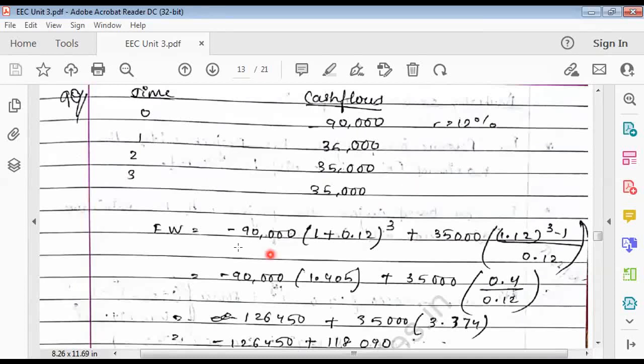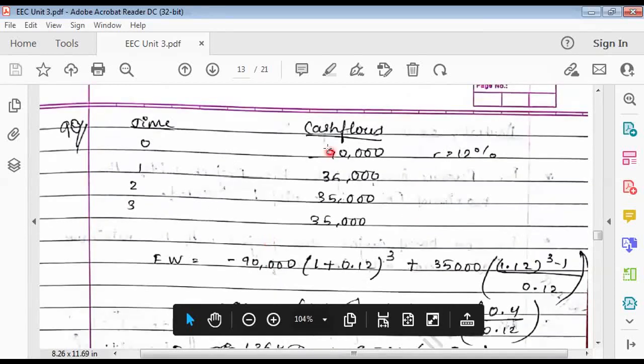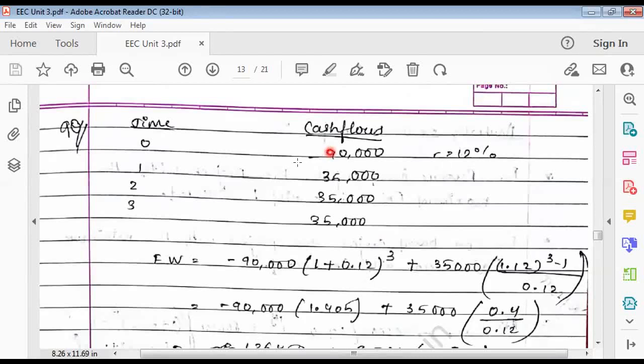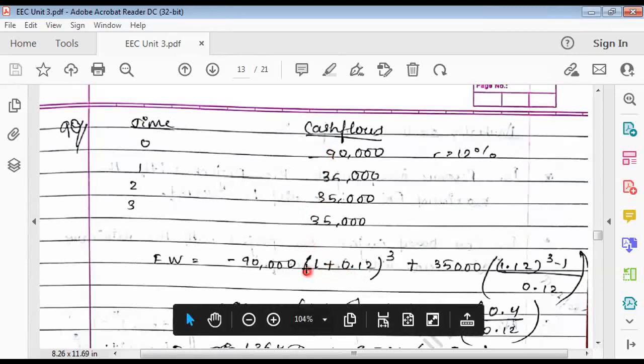Only thing is 90,000, since it is a single amount, the first question will be: what is the future worth of 90,000 rupees that you are supposed to invest today after 3 years? What is the value of your investment that you are investing today after 3 years? So single amount 90,000, that is why the first formula has been used. No change in this: 1 plus 12% whole to the power 3, the normal compound interest formula, plus.